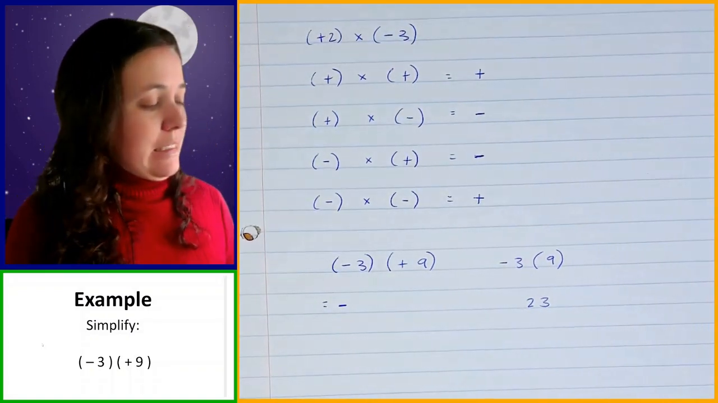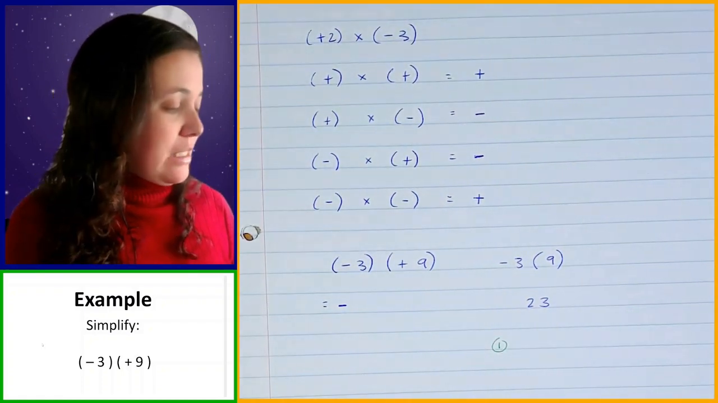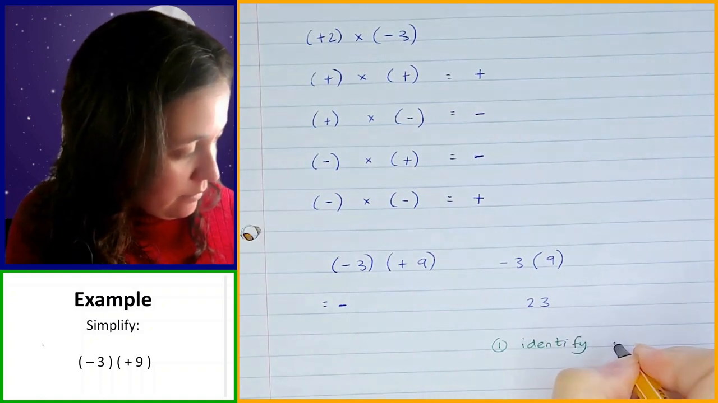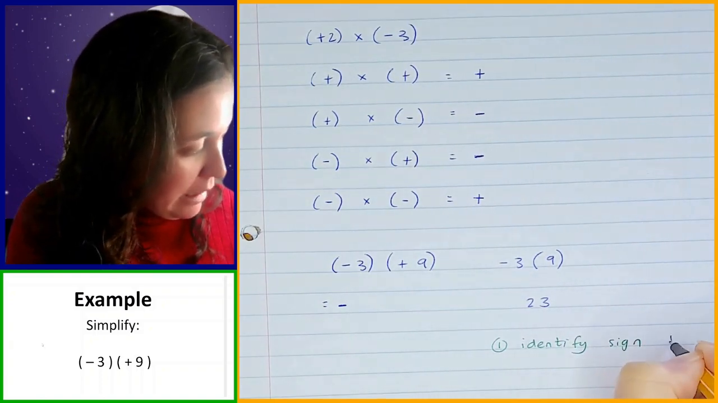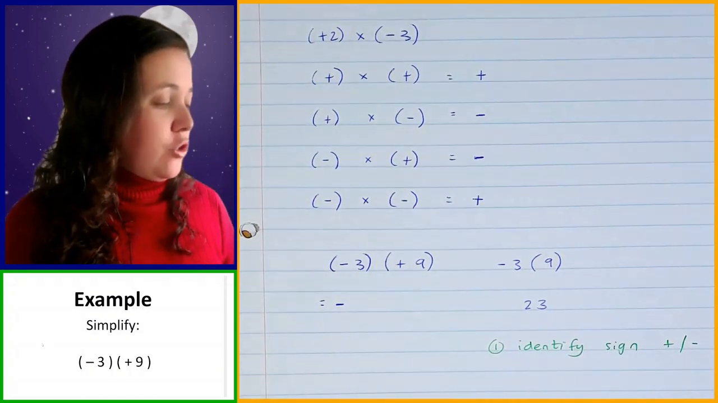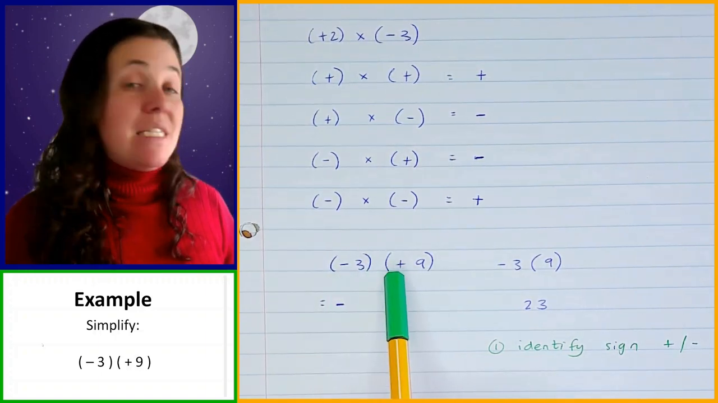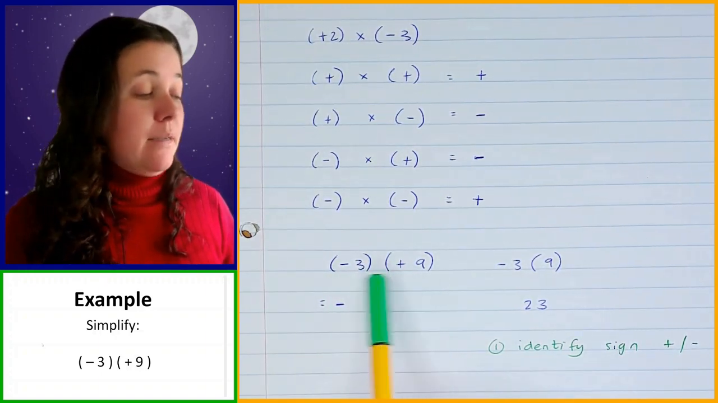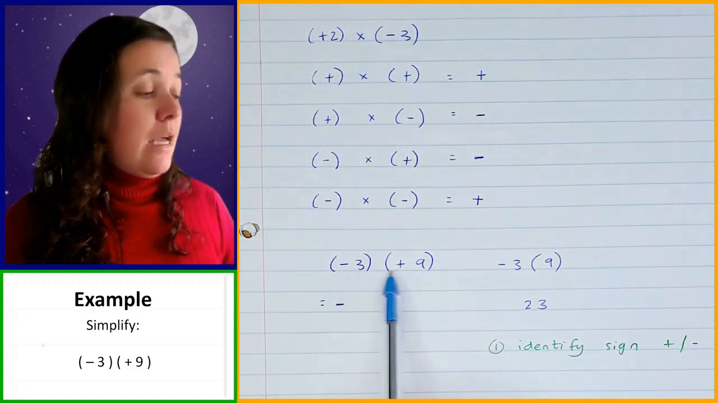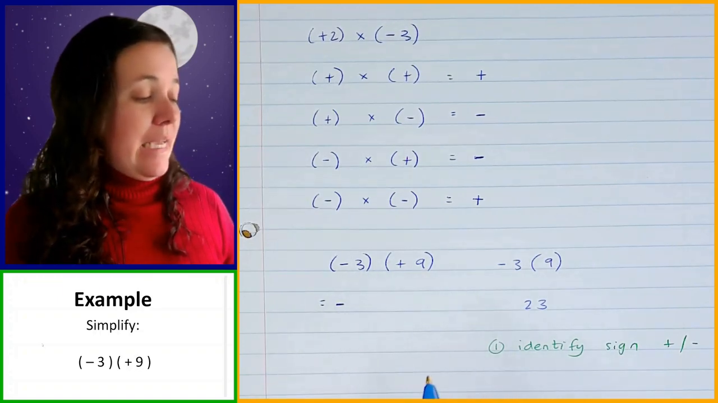Okay, so over here I can say, number one, my first task is to identify the sign. Plus or minus. I want to know, is it going to be positive or negative? So to do that, I just take those signs that I have over there. If there's nothing written, it means that it's a plus, okay? But if it's negative, they have to show the minus. And I see, in this case, I've got one minus and one plus. That gives me a negative answer.